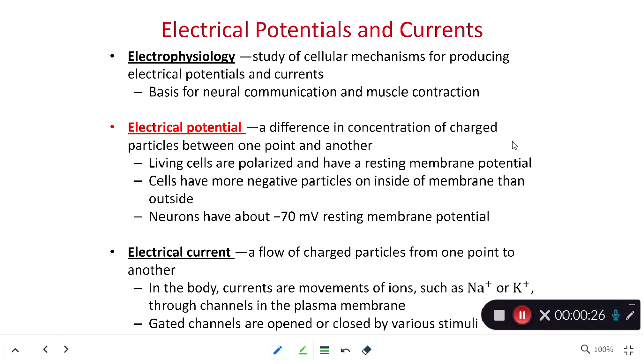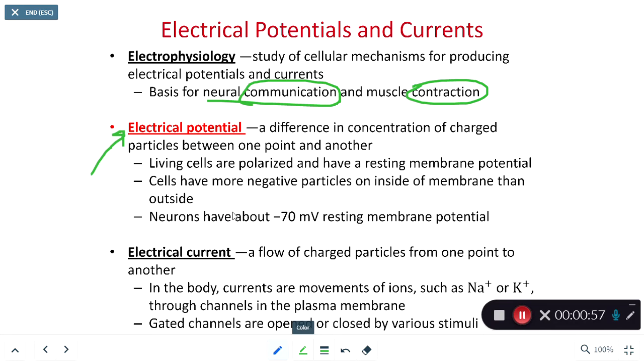So first, let's talk about some big concepts. When we think of electrophysiology, this is going to be the study of the mechanisms for generating and propagating electrical activity within the cells. Electrophysiology is, as you may imagine, a rather complicated topic, and we use it for communication within the nervous system and contractions within the muscular system. It's all going to depend upon that electric potential. And when we think of electric potential, I want you to think of voltages, electric potential energy.